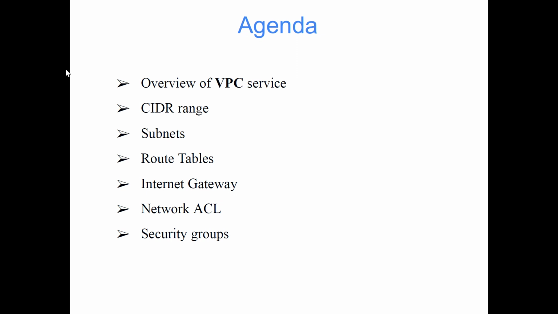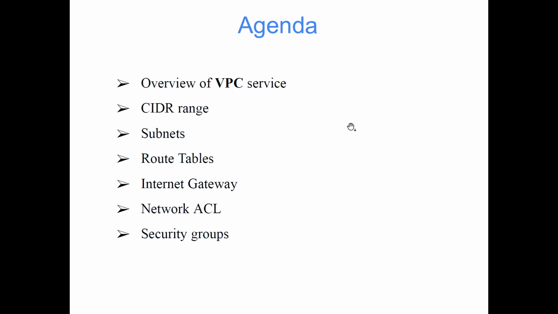So let's start the class with the agenda. The agenda for today's class is an overview of the VPC service. Then we will talk about CIDR range, subnets, route tables, internet gateway, network ACL, and security group. These are different components of a VPC. I will explore each and every one by one in much more detail, and I will show everything on our AWS account so that it's more clear to you.